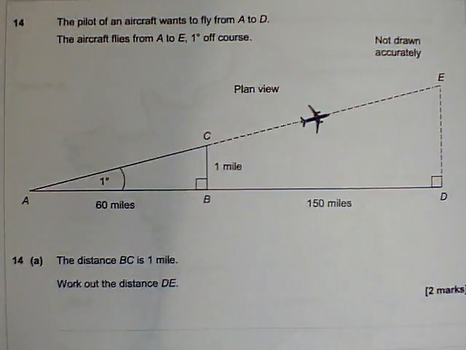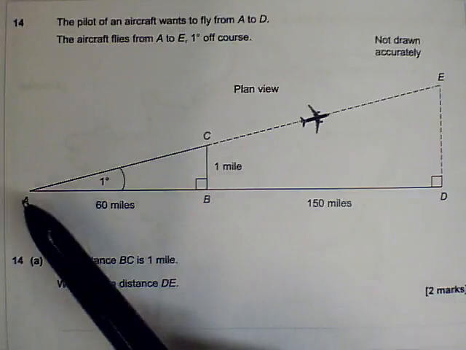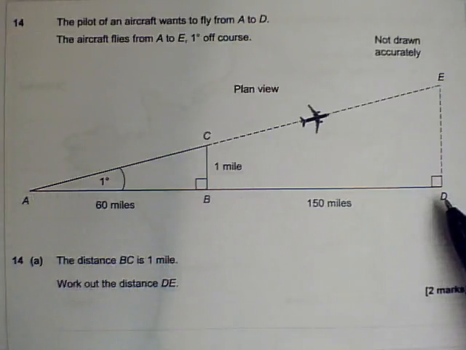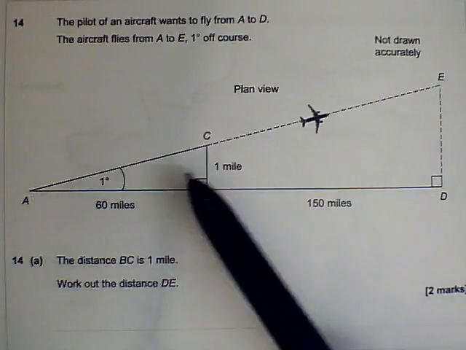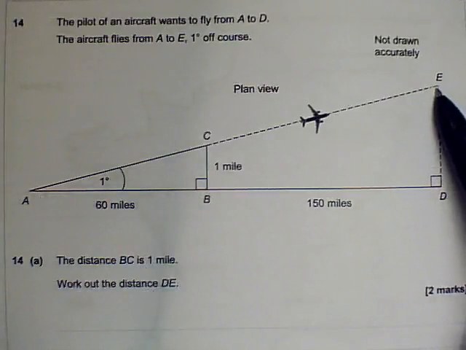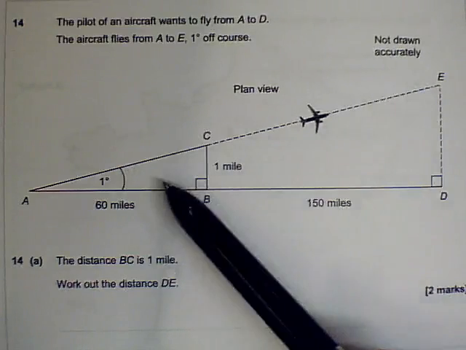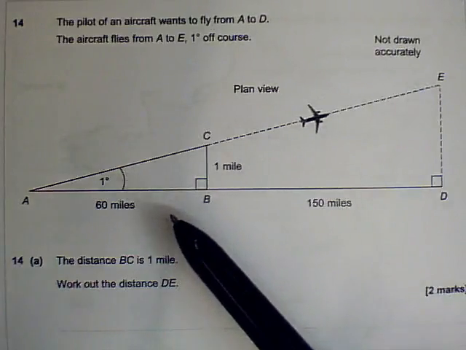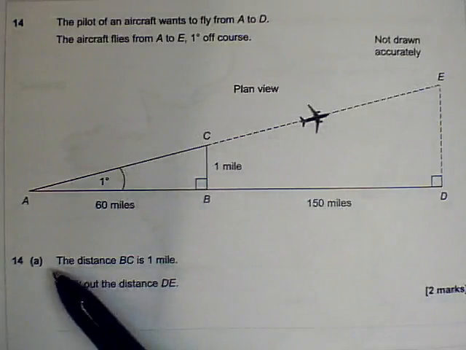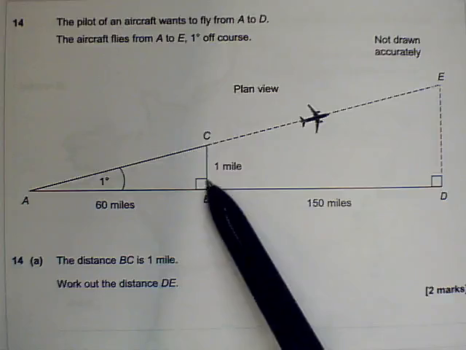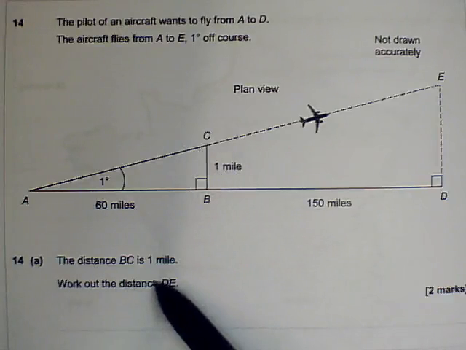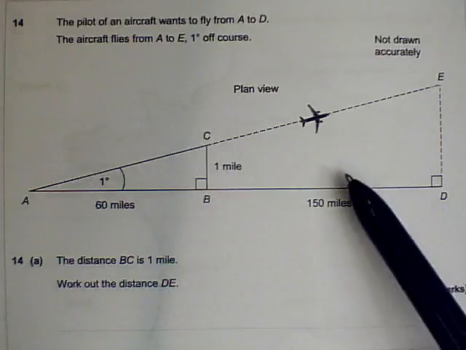Question 14. We're shown a triangle and it says the pilot of an aircraft wants to fly from A to D. The aircraft flies from A to E 1 degree off course. And we're showing that this is not drawn accurately. That seems quite big for 1 degree. And the distance BC is 1 mile. Work out the distance of DE, which is this distance here.